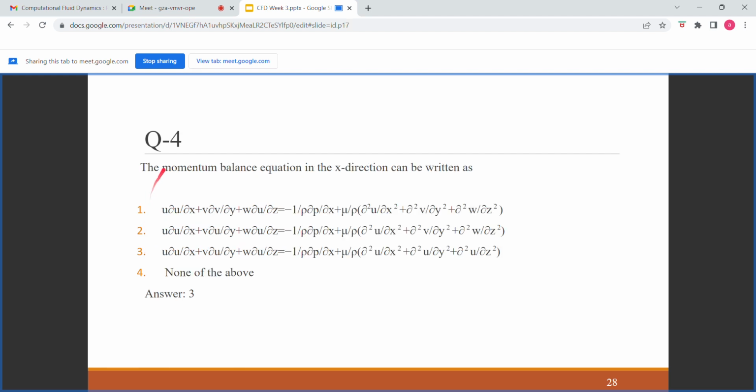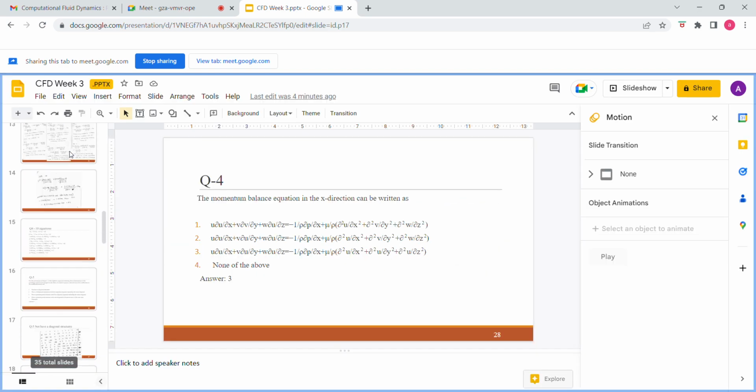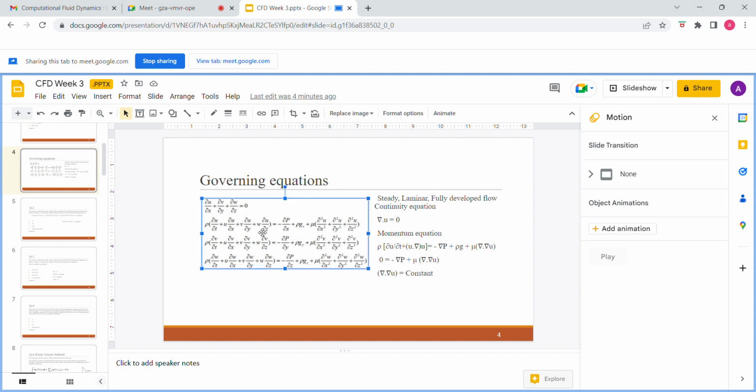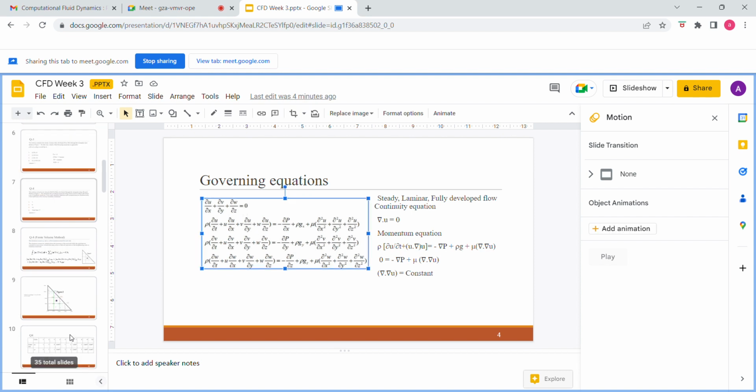The momentum balance equation in the x direction can be written as follows. In the x direction, we can go on checking the previous case where we have studied the governing equations.